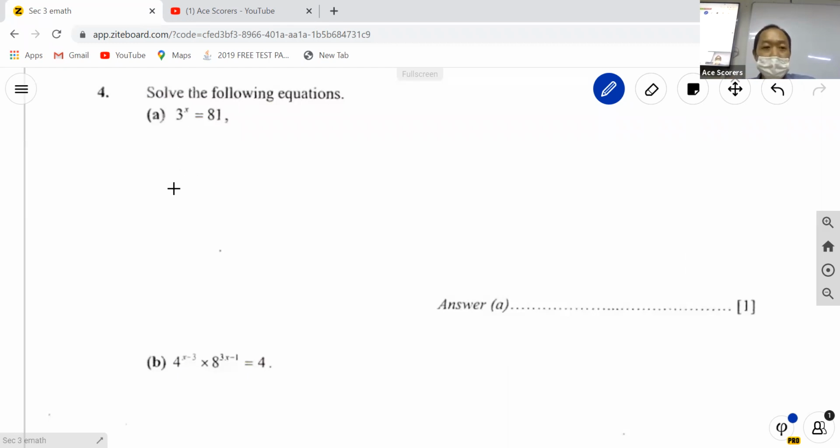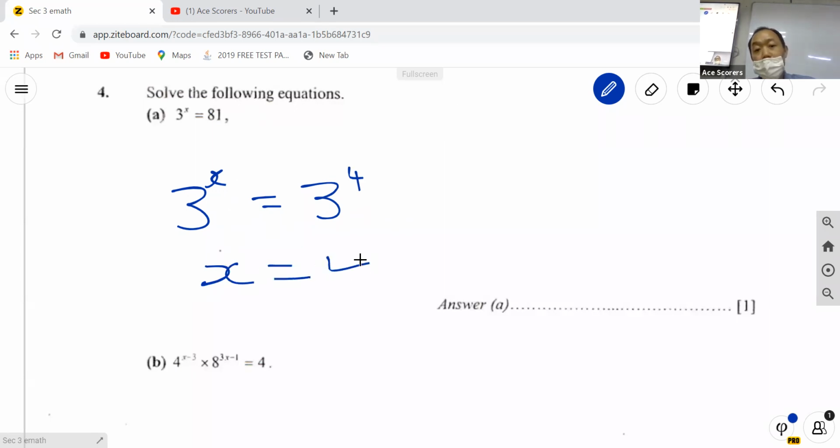Okay, so let's look at this. 3 to the power x is the same as 81, which is the same as 3 to the power 4. You can use your calculator to find out. That means you take 3 times 3 times 3 times 3, 4 of them, it becomes 81. So since the base is the same, hence x equals 4. That's it. Base same, power equal power. That's the rule.